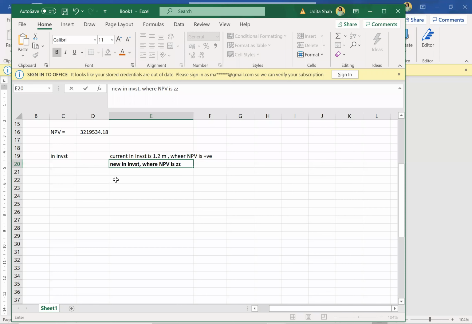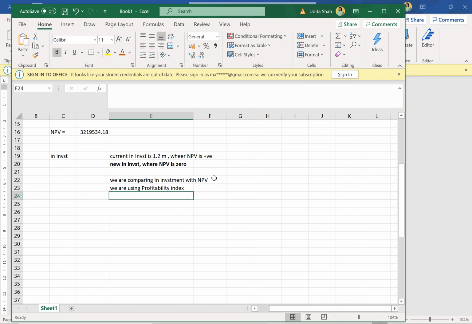Okay. So in short, we are comparing initial investment with NPV. That is, we are using profitability index. So profitability index will directly give me the answer. So what is the formula for PI? PI is equal to NPV divided by initial investment.